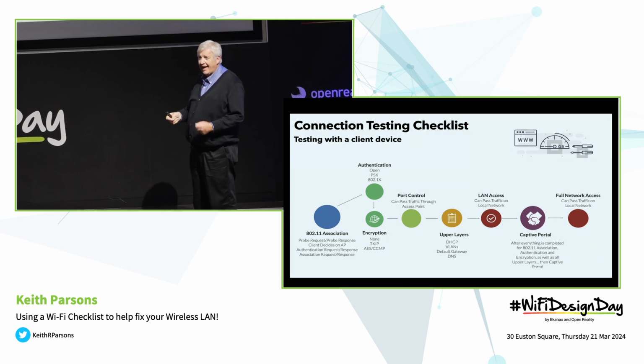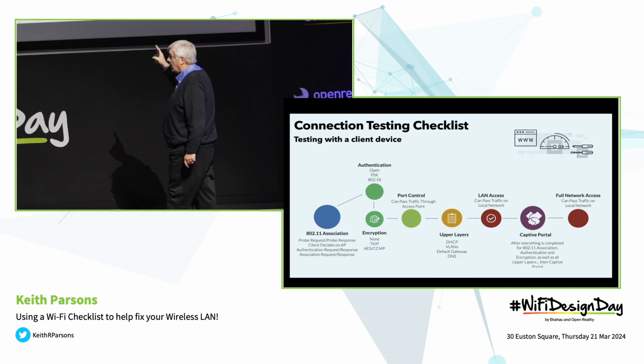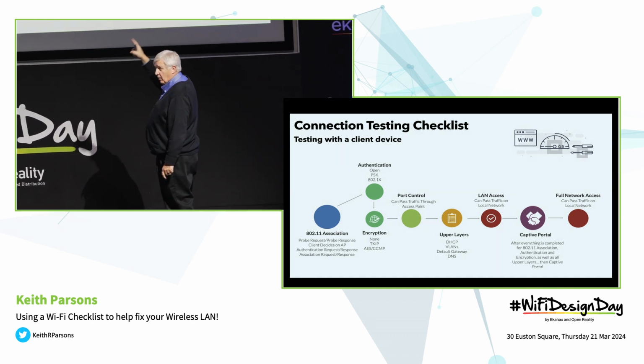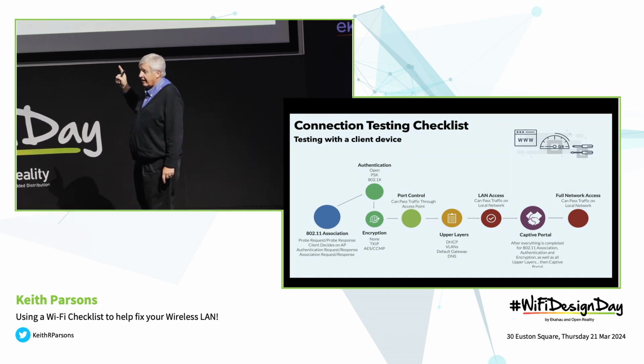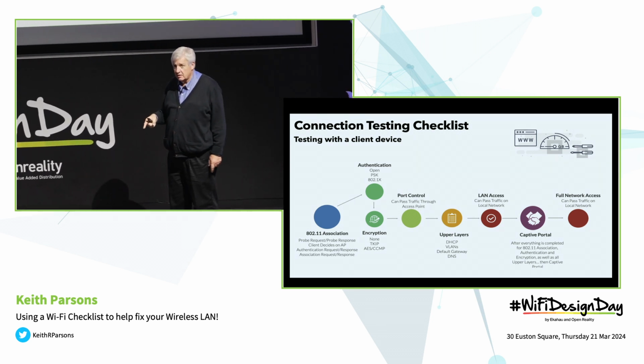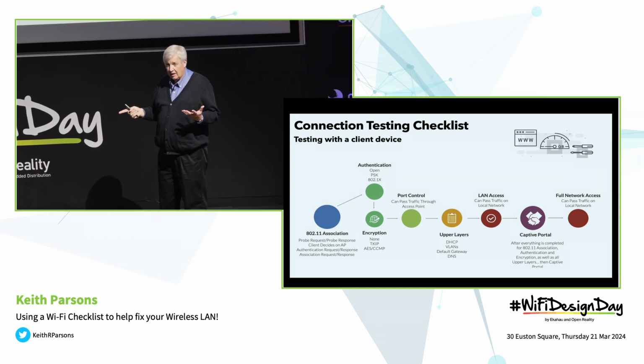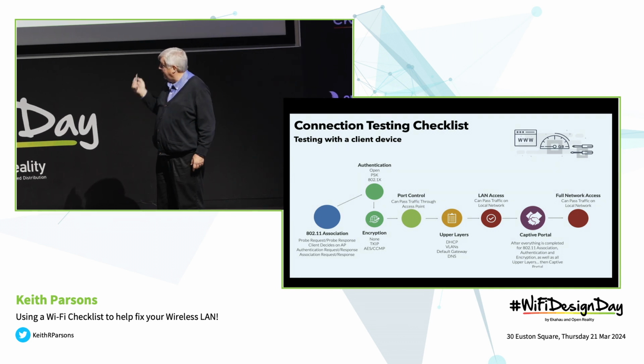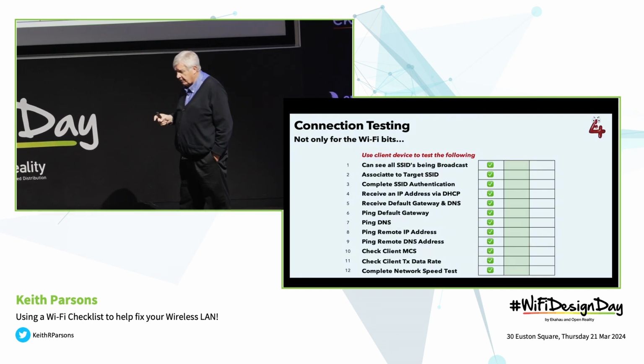But yeah, so how do you understand? If you understand all this and what I just got done saying, then you know if I get a captive portal or I have an IP address or I can ping the device, I don't have a wireless problem. I have some other problem. So we made a list of things you could do.